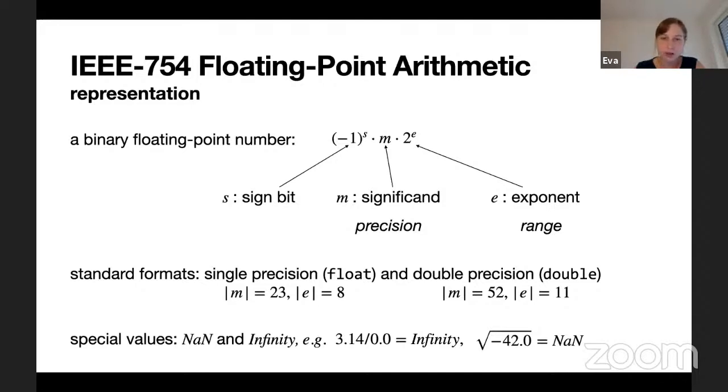But we'll also talk later about how to make sure with a static analysis that these values, for instance, do not occur in your computation. So you can be sure that whatever you compute are actual real numbers.